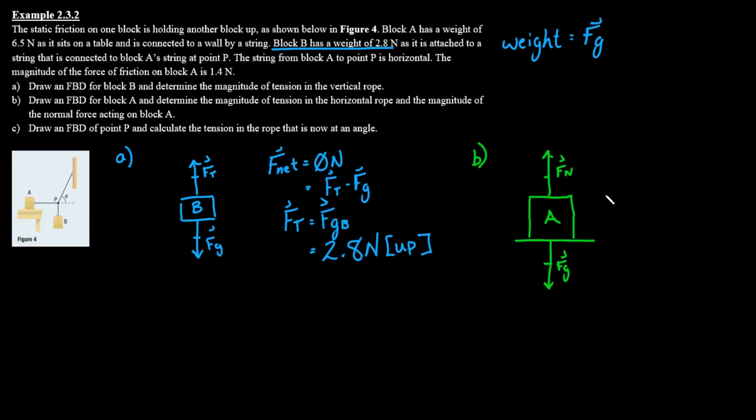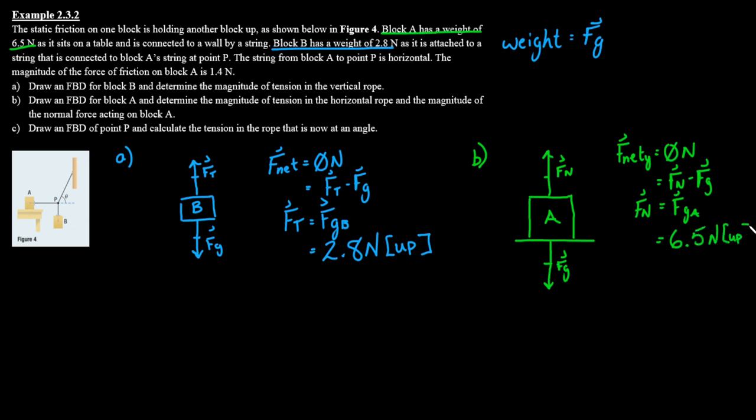So we've already been able to solve for that first part of the question. If we look at the vertical direction, we want F net to equal 0. In this case, Fn minus Fg equals F net. So our normal force is just going to equal the force of gravity acting on block A. They told us right up here that block A has a weight of 6.5 newtons. So the force of normal acting on block A is 6.5 newtons up.